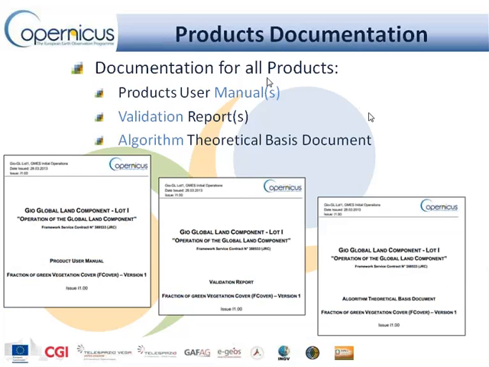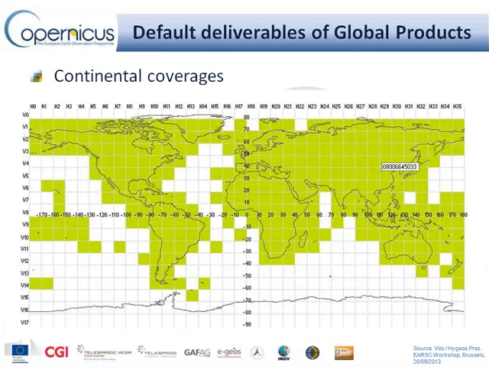As you can see, there is a set of manuals and reports which is available for all the products. It's the product user manual, the validation report, and the algorithm theoretical basis document behind every one of these products and entities available on the homepage. What you can see here is the coverage of these global products and how to retrieve it. It is usually 10 by 10 degree tiles you can download, or you can download data for whole continents.